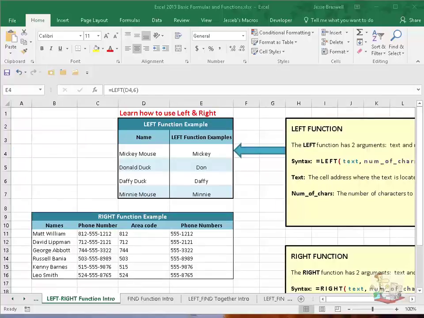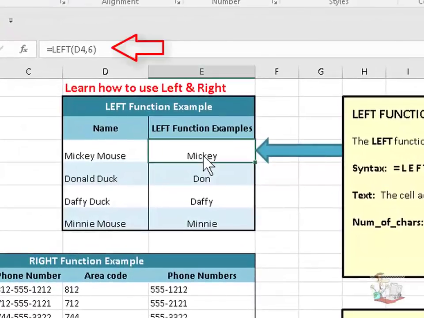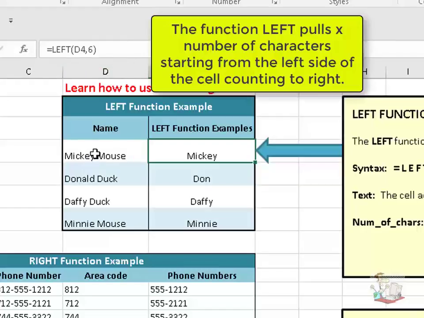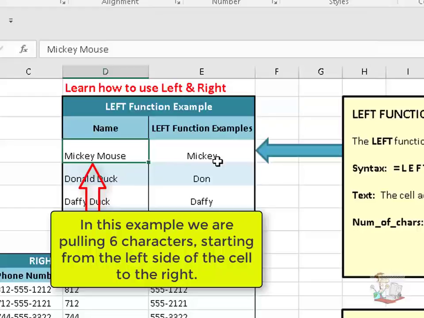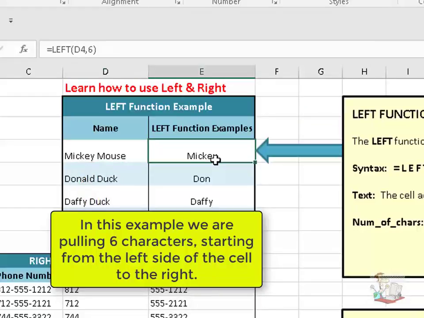Let's take a look at the left. Basically, the left is a function, pretty straightforward, equal left, as you see here in the formula bar. We want to look at this cell, D4, and we want to pull the first 6 characters starting from the left side of the cell. So it starts with M-I-C-K-E-Y, and that is left. Now, the main thing that we want you to remember here is the number. See the number 6 up there? We want to pull 6 characters.